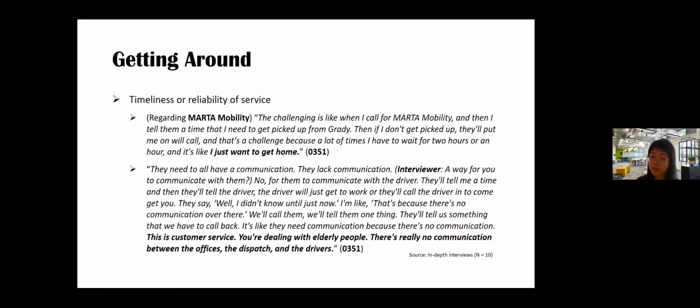When they're able to use existing services such as non-emergency medical transportation provided by healthcare insurance, or MARTA Mobility, which is a service offered by MARTA for people with limited mobility or disabled people, it is often reported that services are either slow, unreliable, or just don't come sometimes. So, like here, this patient is talking about using MARTA Mobility because she has a disability. It is often a very frustrating experience. Sometimes she has to wait for hours, and she's talking about the lack of communication between the dispatch center and drivers.